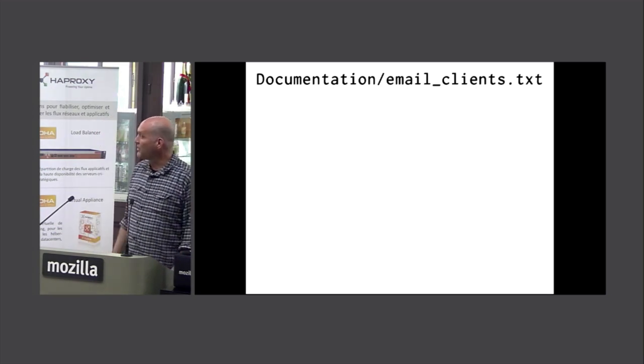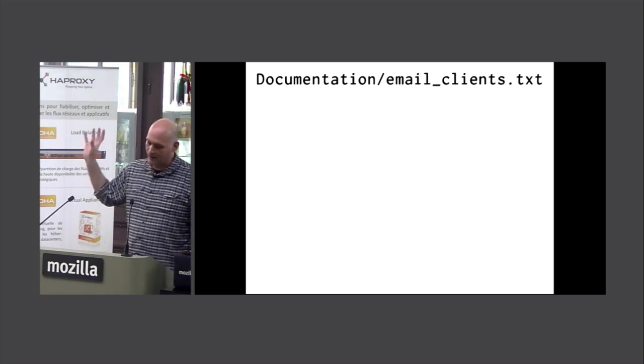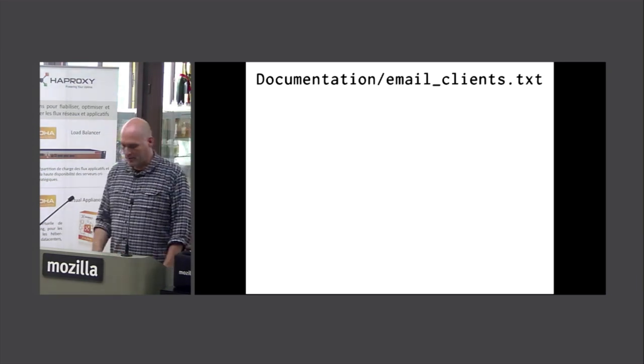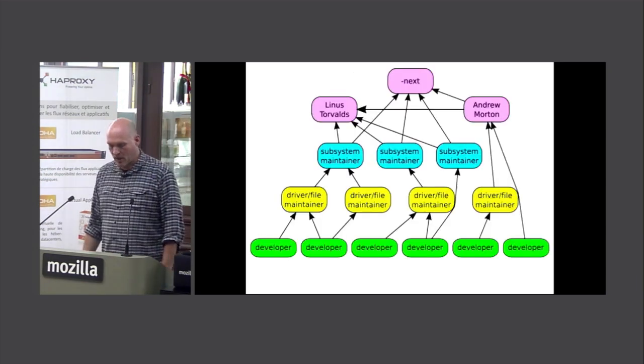And it tells you how to do it. It tells you how to use Gmail. It says don't use the web interface, use the IMAP server. So, email clients. So let's talk about the kernel development process.